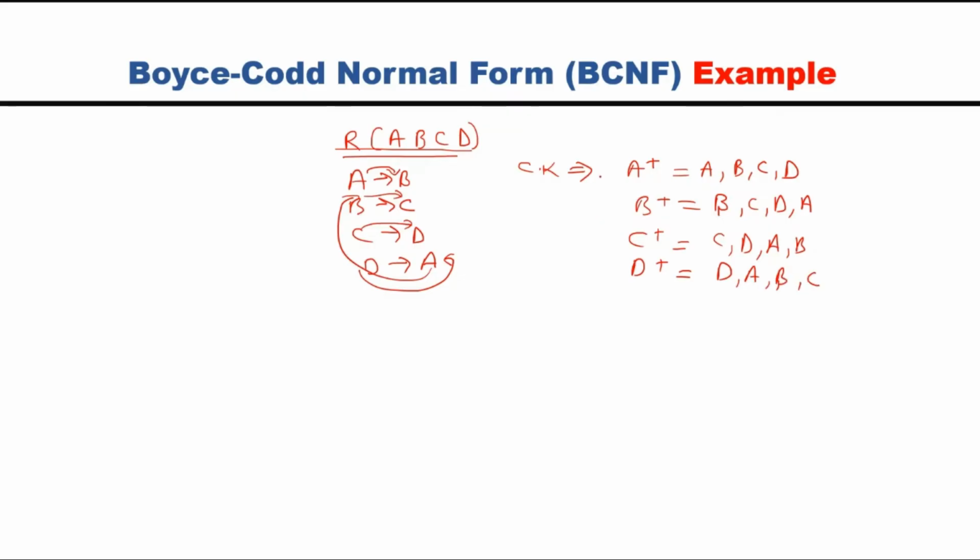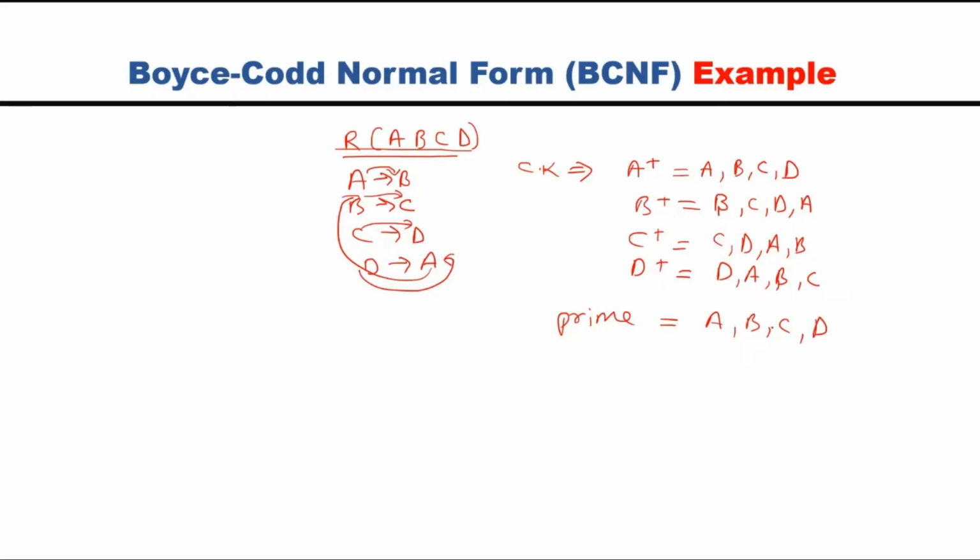So all the attributes, we have found out that they are the candidate keys. It's like a strongest relation. All the attributes are the candidate key here. So what about the prime attributes, students? Now in this case, you can write it A, B, C, and D.